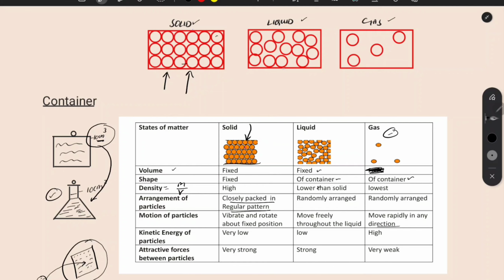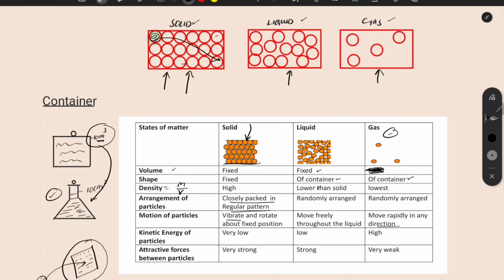This is the arrangement of particles in the solid state. For liquids, the particles are randomly arranged, and for gases, the particles are much more randomly arranged. There are large spaces between particles, so these can actually move around. Now the motion of particles. In solids, there is not much space between the particles, so one particle cannot move from here to this corner of the container. It will remain at its position, but still it can vibrate.